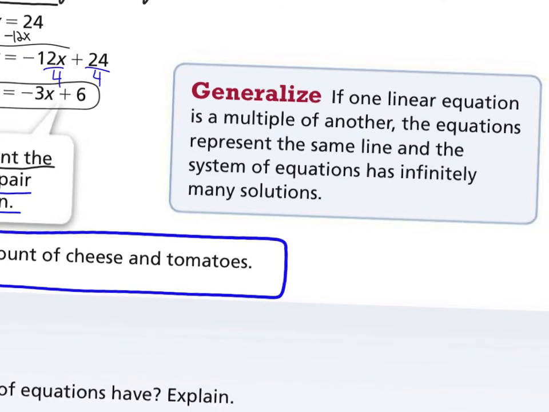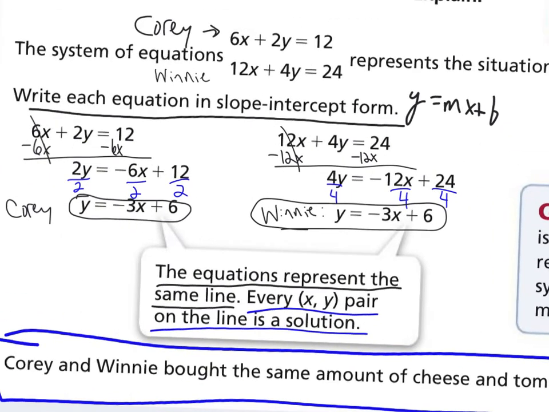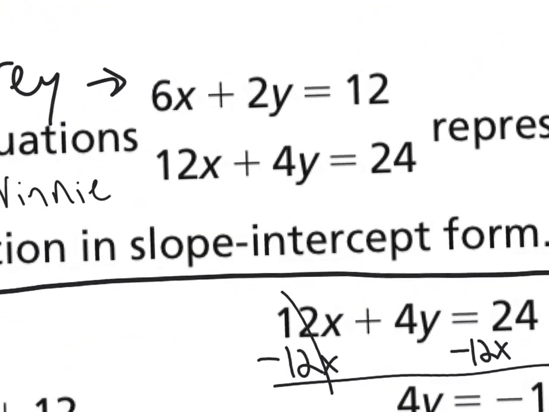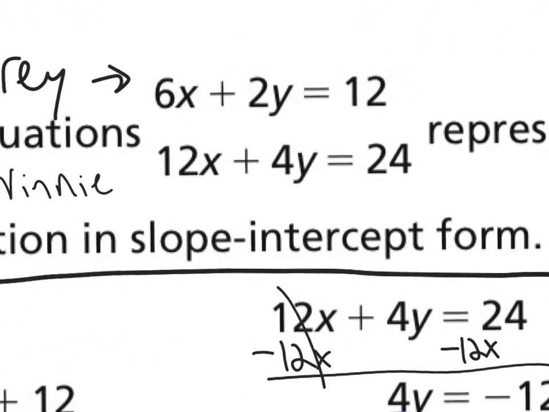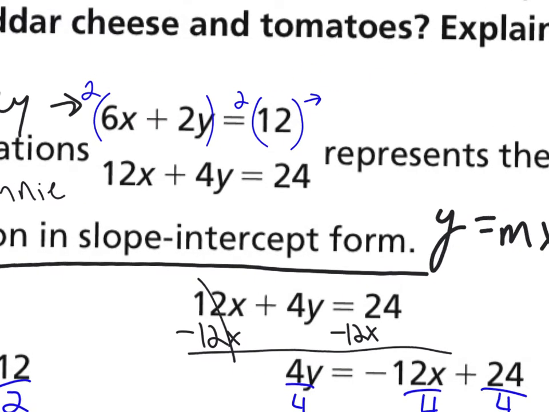Okay, and here's the idea on the side, this box. If one equation is a multiple of the other, the equations represent the same line, and it has infinitely many solutions. So another way we could have done this, instead of going through the whole process of what the book did, is if you can multiply the equations by something and they come out the same, or divide one of them, then those are going to be equivalent equations. So in other words, if we take Corey's equation and multiply that by 2, that would give us 12x plus 4y equals 24.